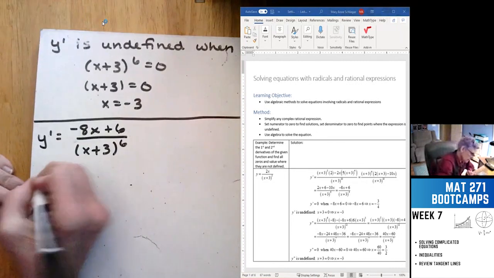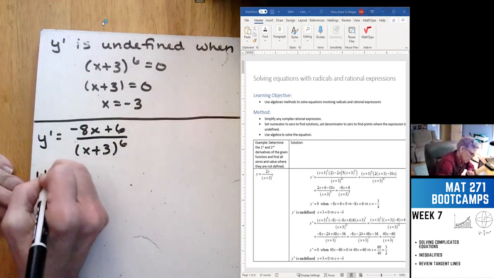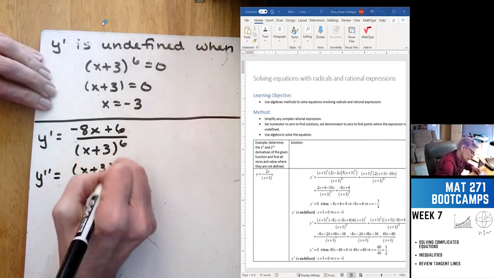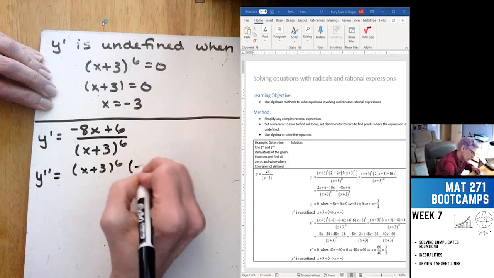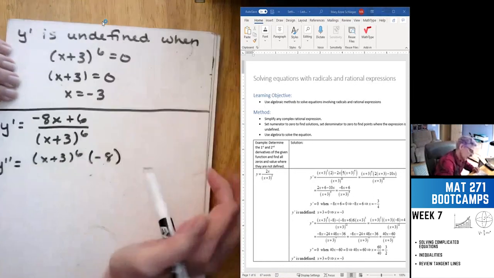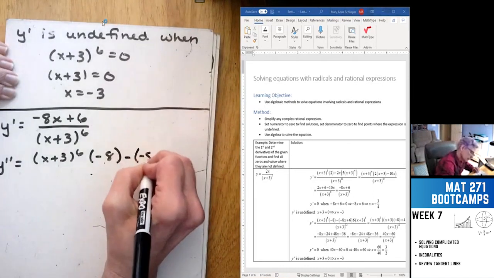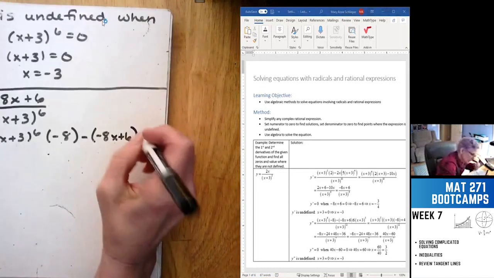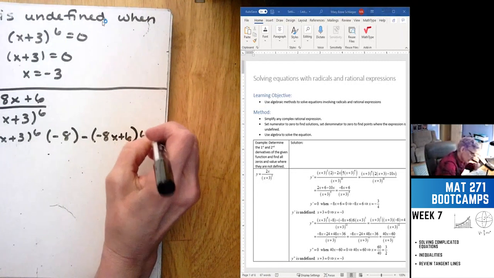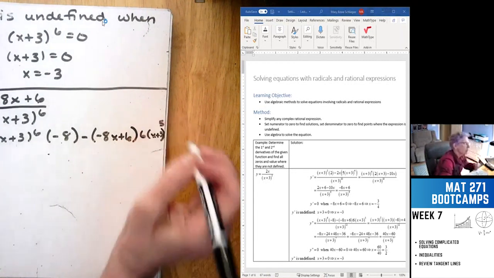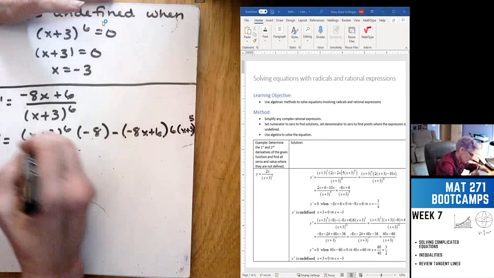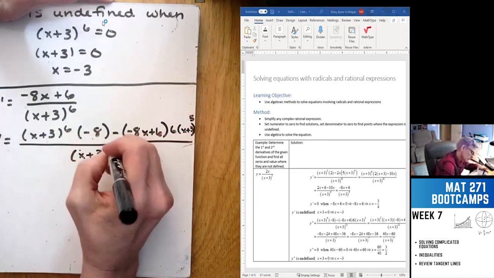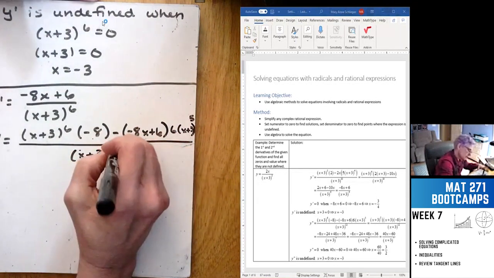So now I have to sing that song again. Low, high, the quotient rule we'll try. We have low, d high, less high, d low, and I'm going to run out of room. 6 times (x+3)^5, all over low times low. So (x+3)^2, and 6 times 2 is 12.